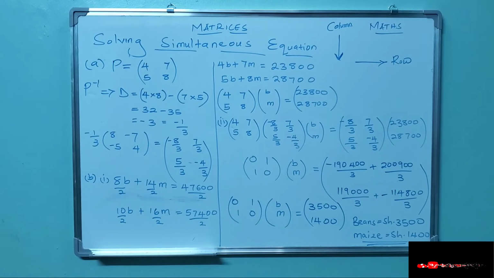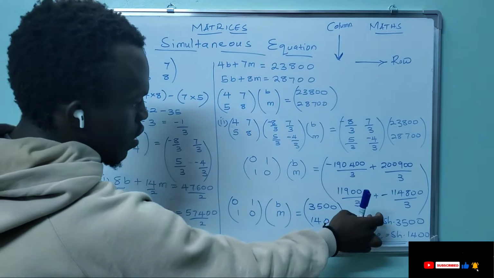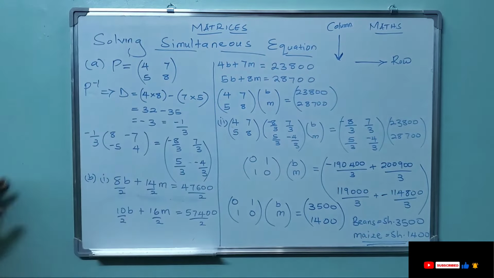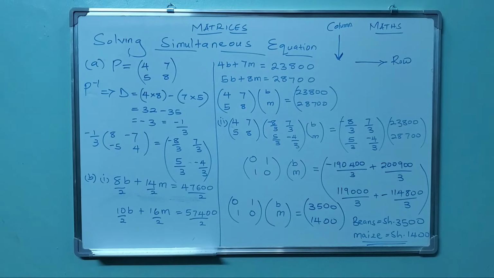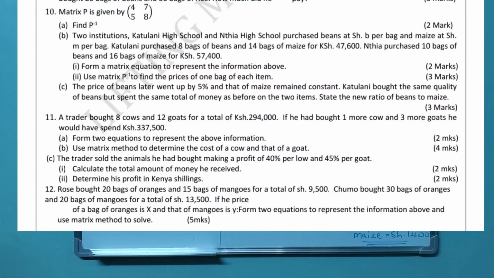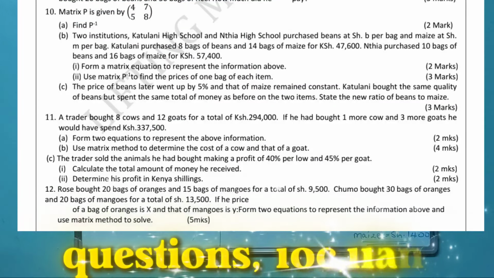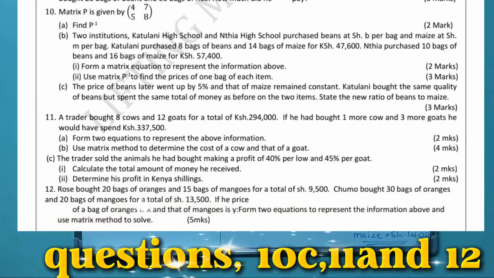Now, for the question number C, I'll want you to try it out on your own. Once you have the price of beans and maize, understanding that question and doing it is not going to be a problem. So for your assignment, I'm going to display them on the screen, so you're going to see them on the screen. You'll do them and maybe if you can share your answer through our number, which will also be displayed on the screen, our email or WhatsApp, will be much appreciated.